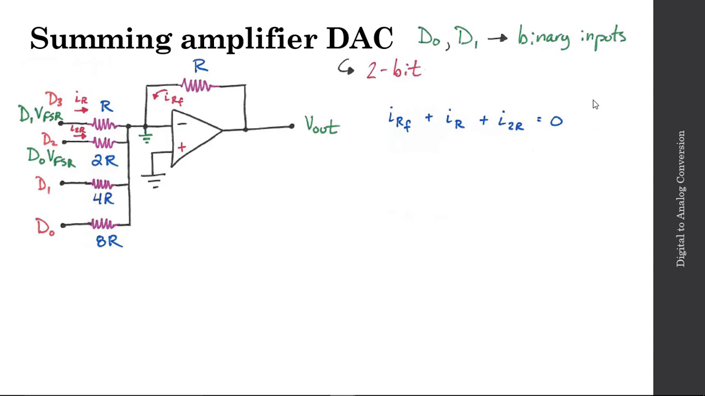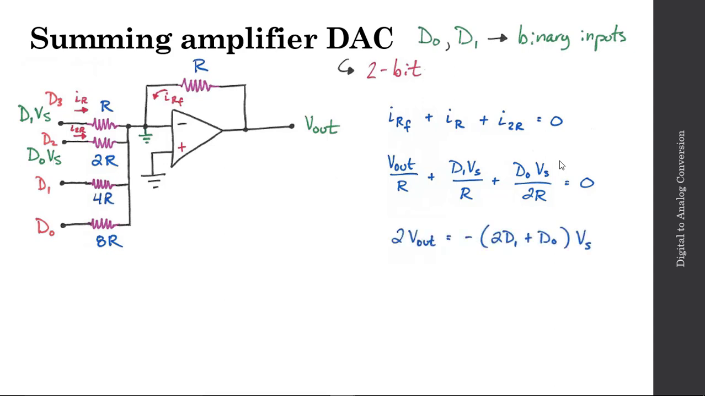We can now define each of these currents. And before I do that, I'm going to make one change here. These V_FSR terms, I'm going to call those V_S for V supply in the interest of clarity. So if I expand upon my Kirchhoff statement, I'll end up with the following. And if I multiply through by 2R, I'll end up with a description of V out. So V out will be equal to minus 1/2 times the quantity 2D1 plus D0 all times V_S.